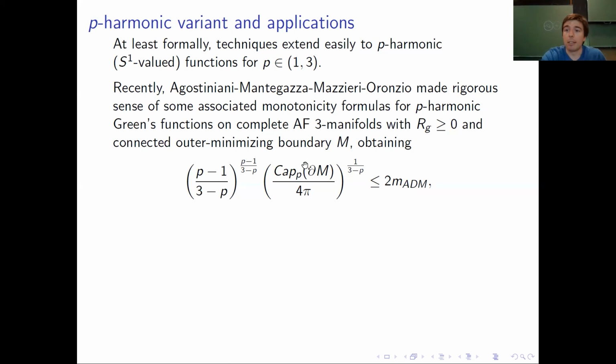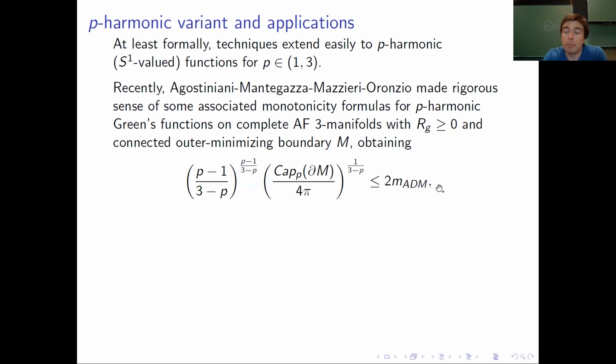So the p-capacity of this boundary inside this asymptotically flat space is just telling us how much L^p norm of the gradient we need to have a function which is, say, 1 along this boundary and 0 at infinity, right? So what's the least L^p norm of the gradient we can have for such a function? That's the p-capacity. And I get an upper bound on that by the ADM mass.